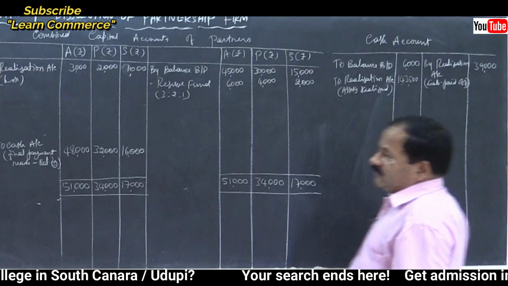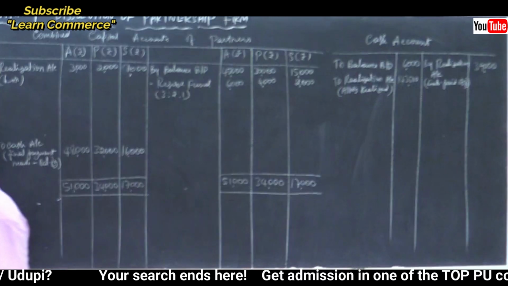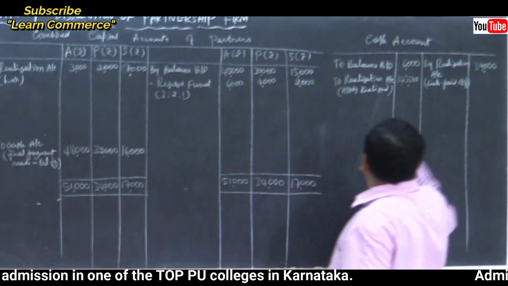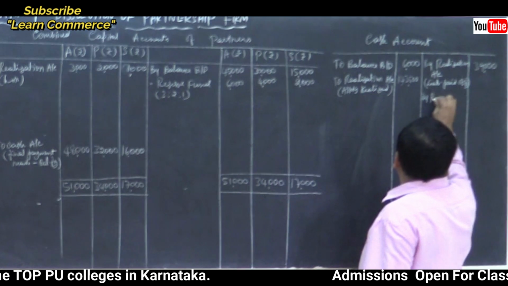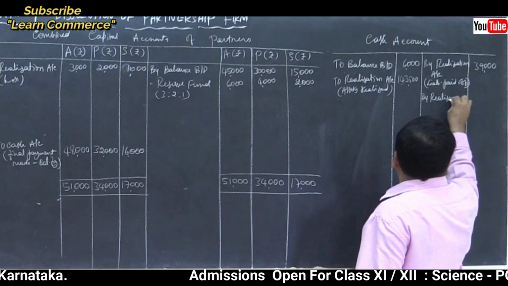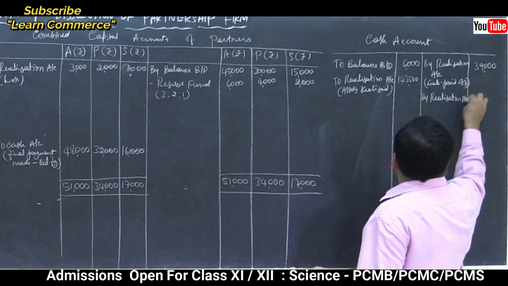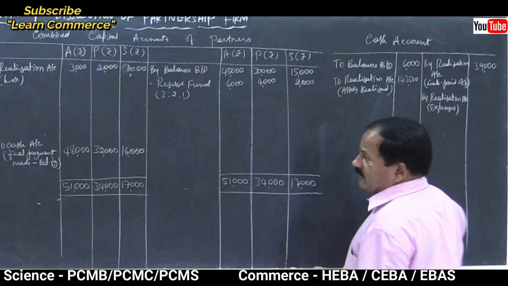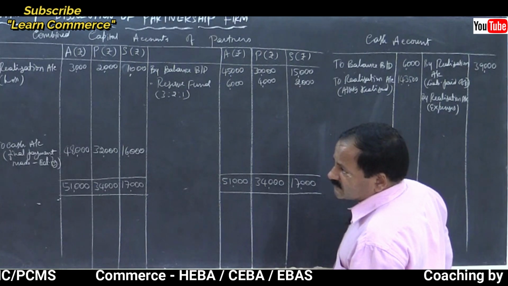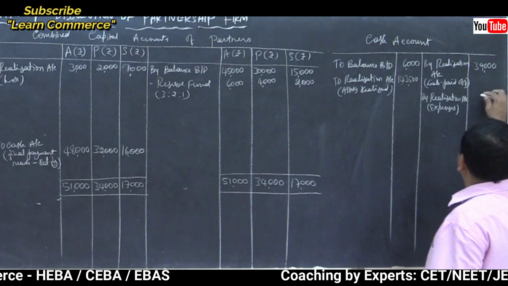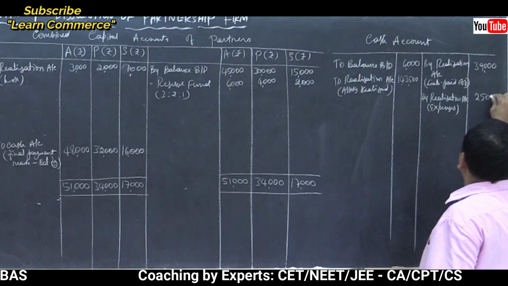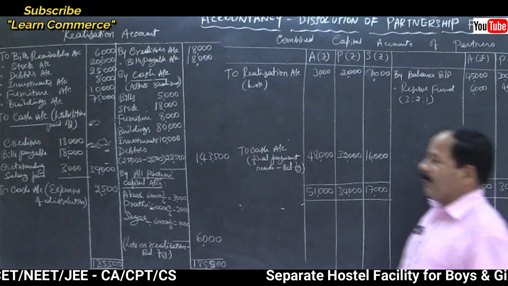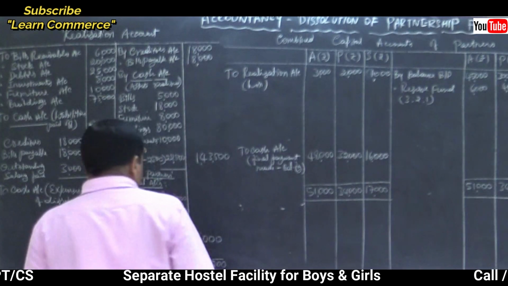Then there is one more payment, realization expenses, right? Realization account added to cash account, so cash account is credited by realization account. Expenses. How much is it? 2,500. Realization expenses. That's all. Are there any other entries?